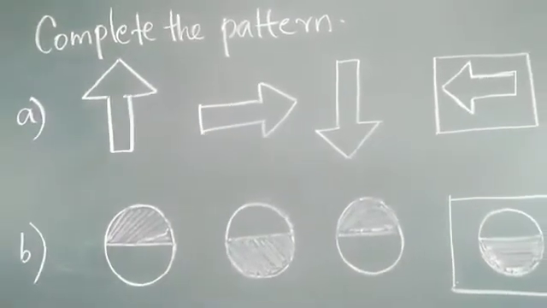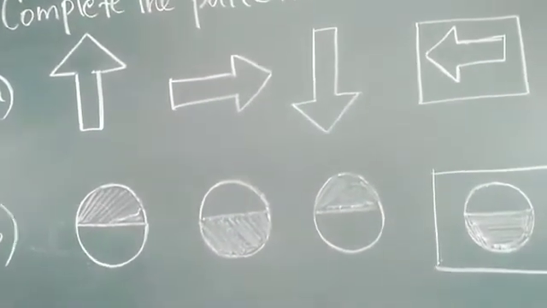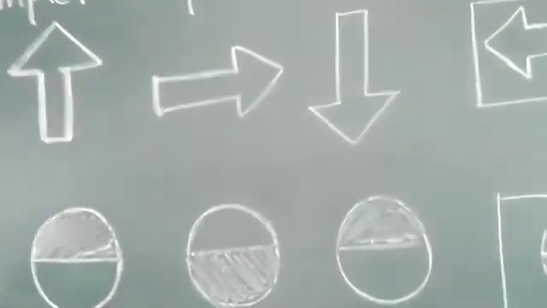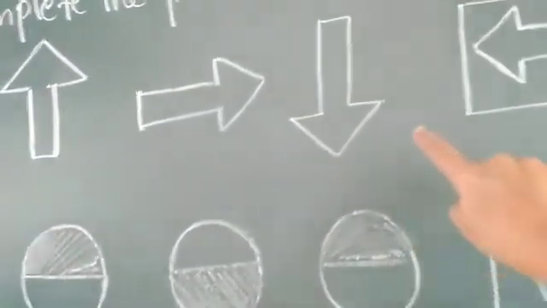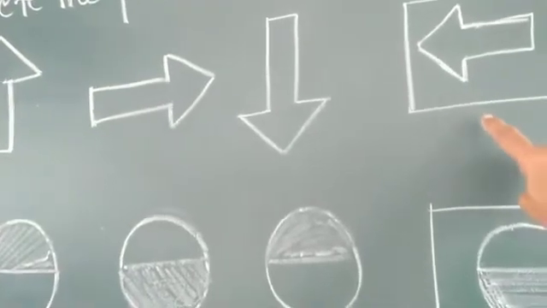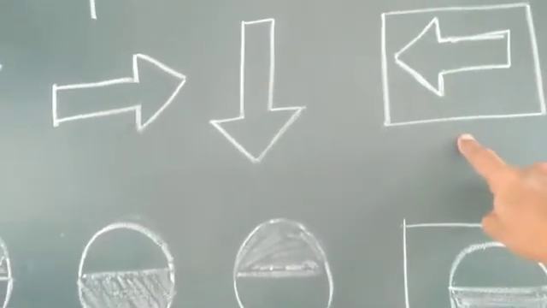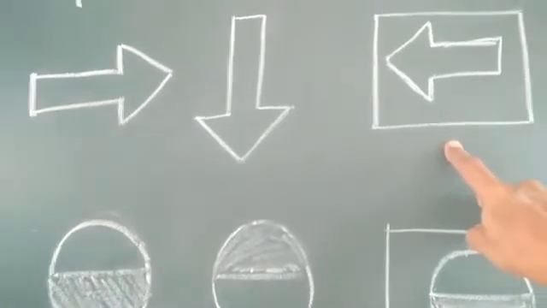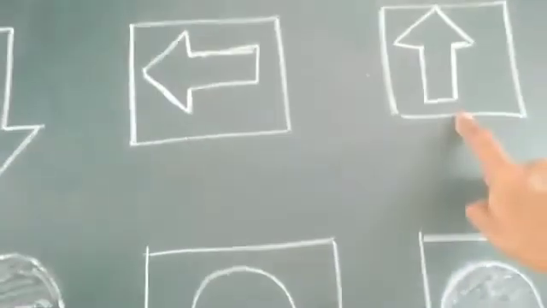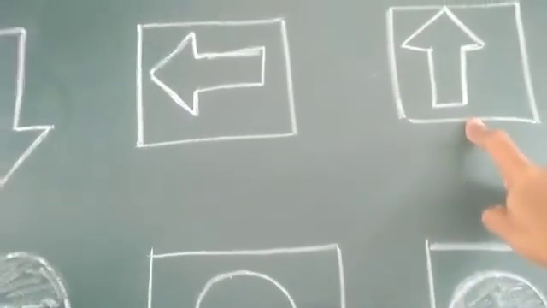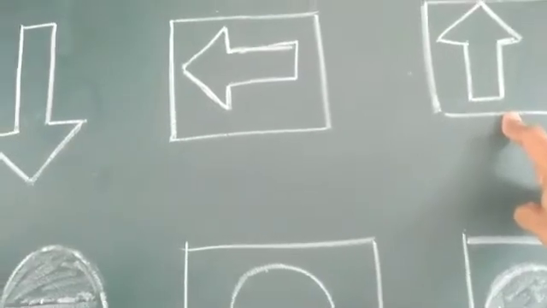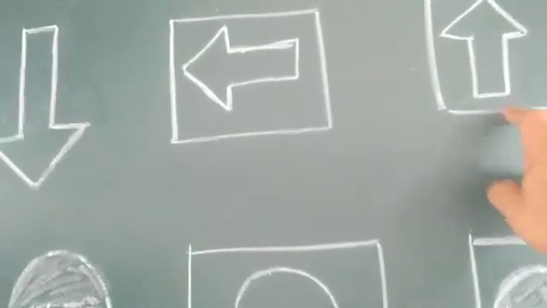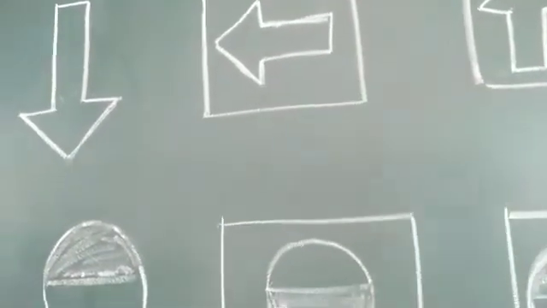Then in the first box we can draw like this. Again the third arrow is rotating a quarter. Then you will get this one, and in the next box you will get the first figure. These are the figures you have to complete in the boxes.